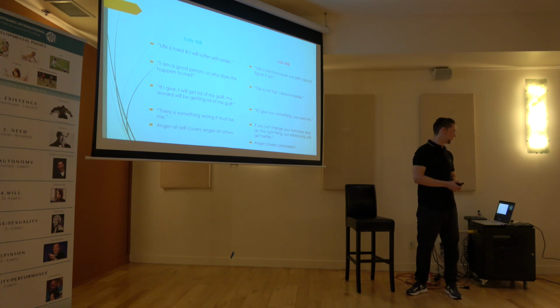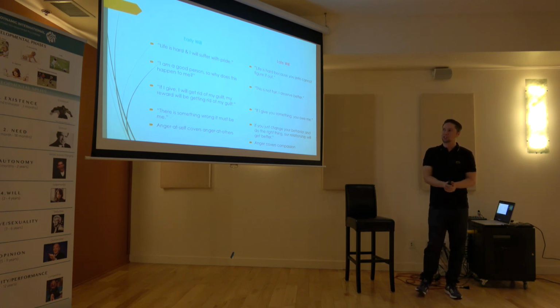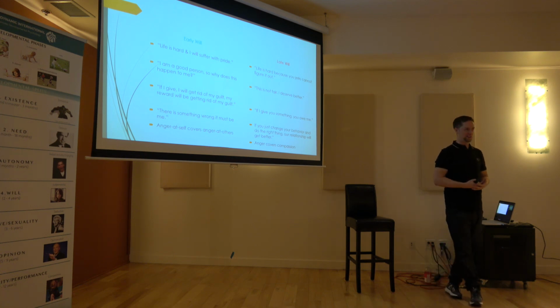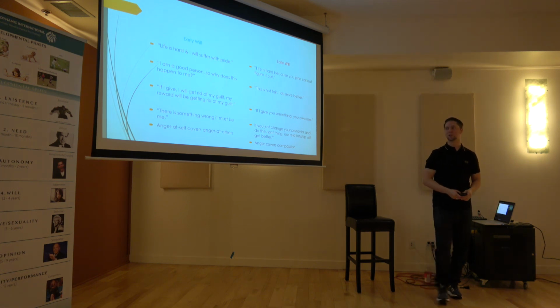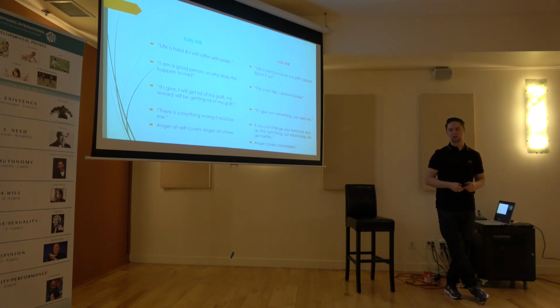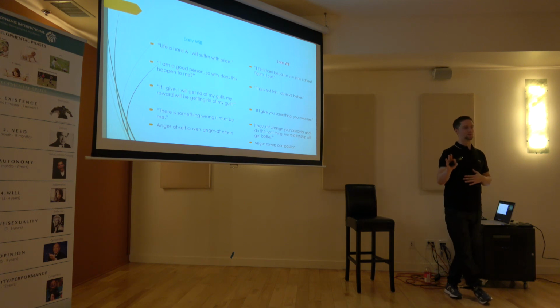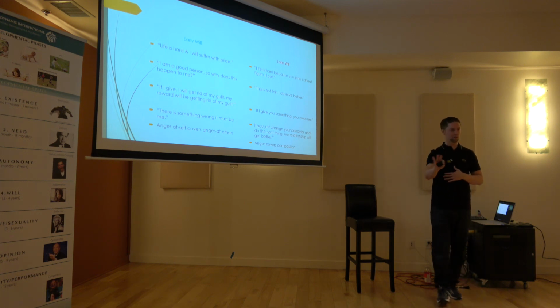So statements coming along with the early will position: life is hard and I will suffer with pride. I'm a good person, so why does this keep happening to me? If I give, I will get rid of my guilt. My reward will be getting rid of my guilt, which kind of just never happens. It's sort of this self-perpetuating cycle. There is something wrong, it must be me. And here, the anger at self covers the anger at others. So for whatever reason, anger at others was not supported when this child was growing up. And so one form of anger covers another form of anger.